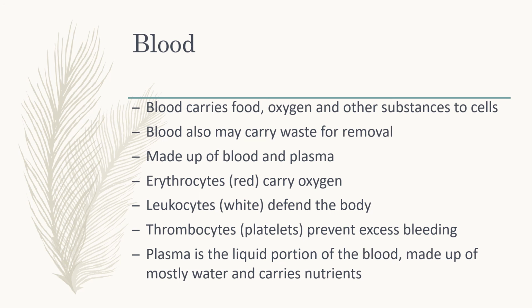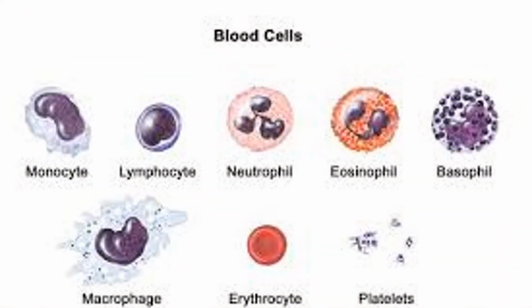Plasma is the liquid portion of the blood. It's made up of mostly water, and that's where your nutrients are carried. So here's a picture of all the different types of blood cells for you guys to look at. The red one down there, that's the erythrocyte. And then you have those little bitty pieces, that's the platelets. The rest of those are going to be white blood cells.